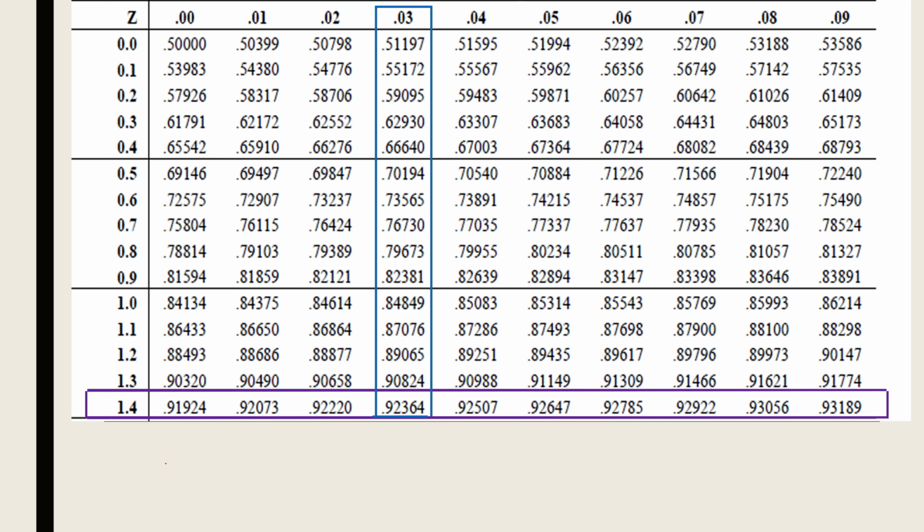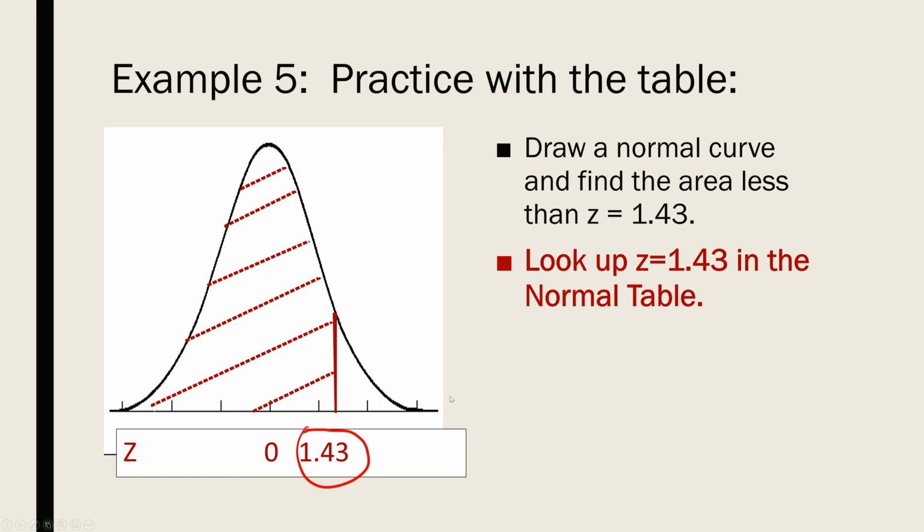Here is a normal table. In your exam, a normal table will be provided. So we are looking for the area for z equals 1.43. And the area is from left to right.